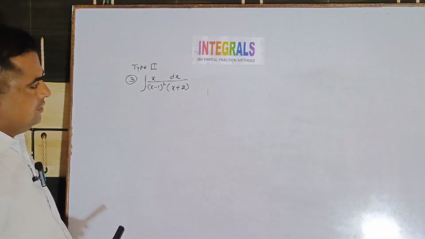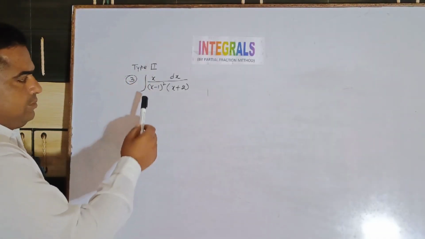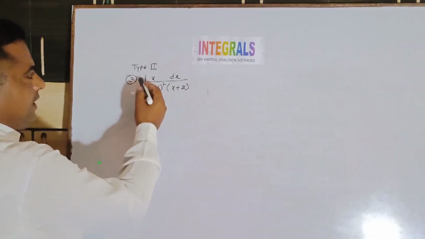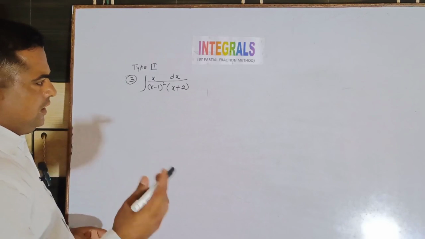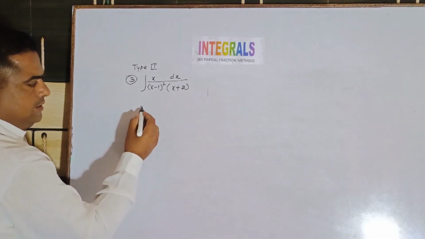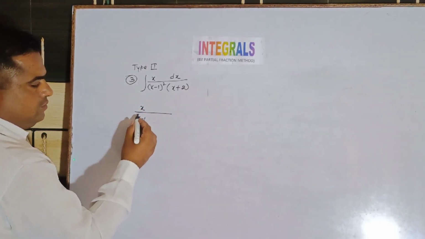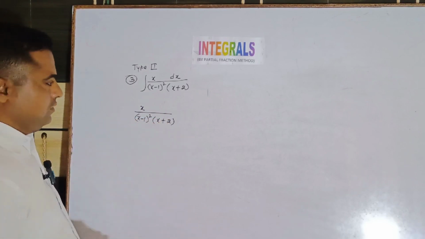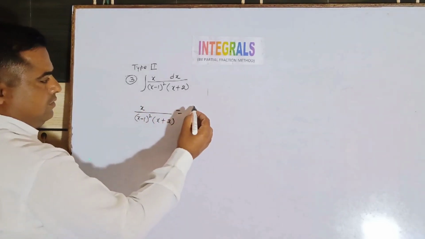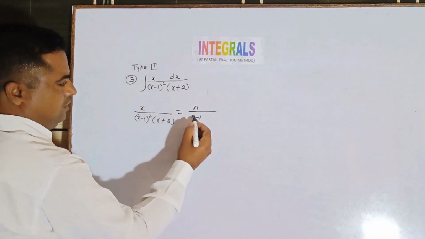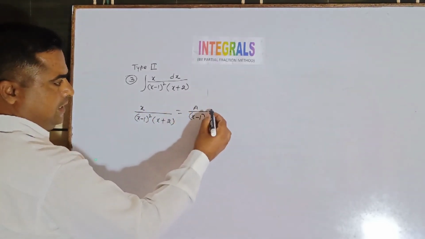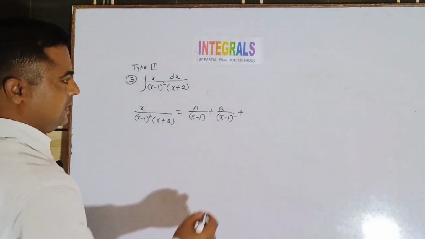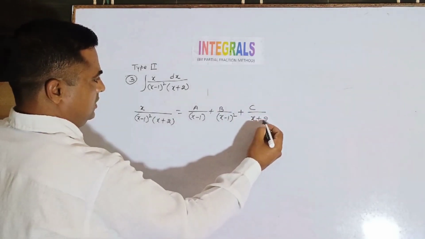Students, your second type question is integral x dx upon x minus 1 whole square into x plus 2. Correct? You will break this fraction again in two or three equal parts. How will we break? We can write it x upon x minus 1 whole square and x plus 2. And I have told you one formula to break it. First of all, we'll write here a upon x minus 1, means 1 power. Then we will take here b upon x minus 1 whole square plus c upon x plus 2.